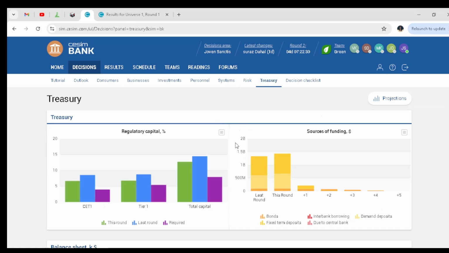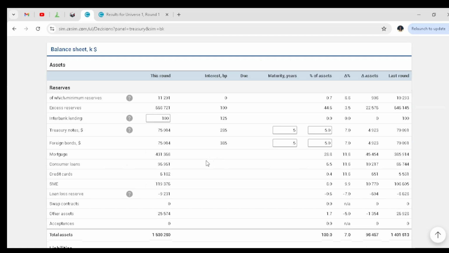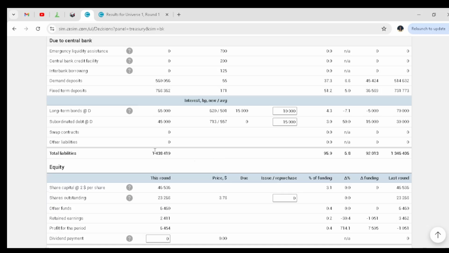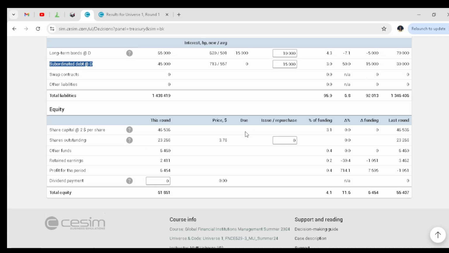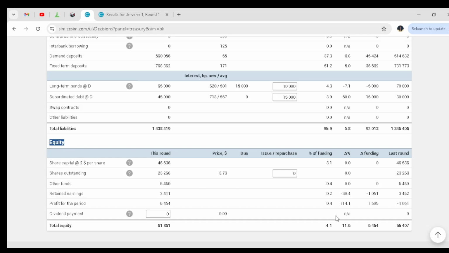Next, the treasury, and under the treasury, this plays a very important role in the simulation. So under the interbank lending, we're just going to use here 100, and you can see that we shall earn 125 basis points interest. For the treasury notes, shall just maintain it at 5 and 5%. For the foreign bonds, also maturity years 5 and 5% of the assets. And also down here for the long-term bonds, we shall just take 10,000, and for the subordinated debt, we shall take 15,000.